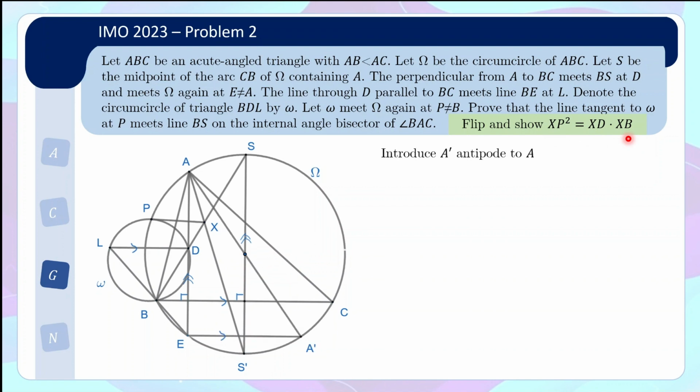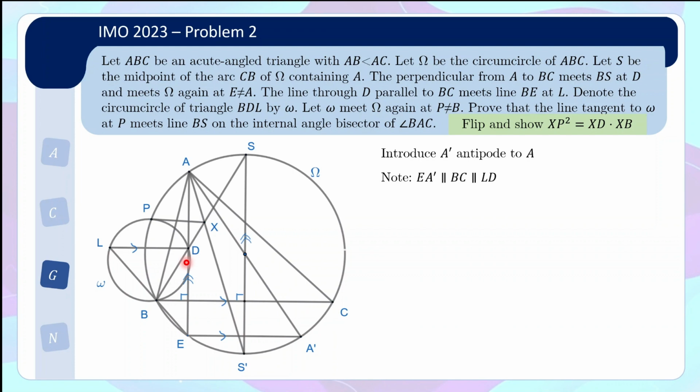Okay, what's first? Well, I'm going to introduce the point A prime, which is diametrically opposite from A. And why might I want to do this? Well, firstly, because AA prime is the diameter, angle AEA prime is a right angle. And we have EA prime is therefore parallel to BC and LD. So it introduces this parallel line, which seems to be a useful thing to do.